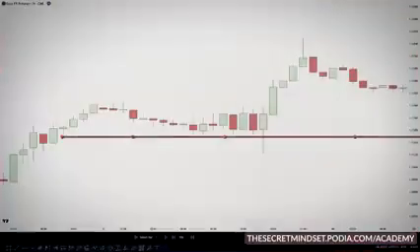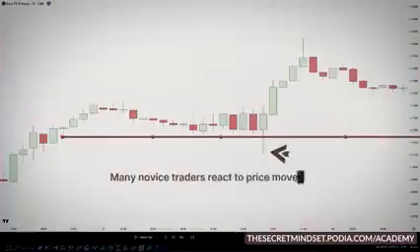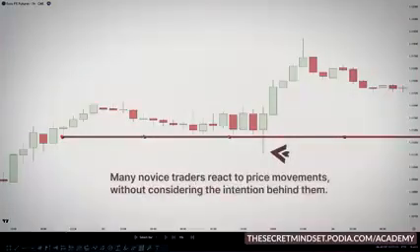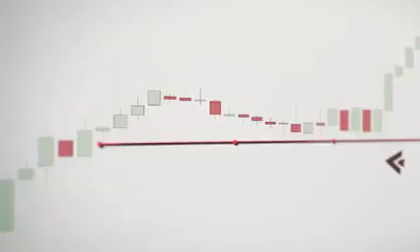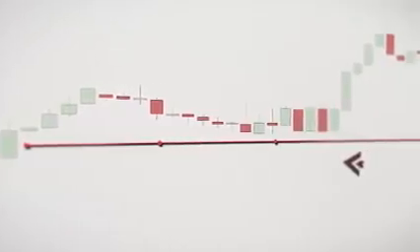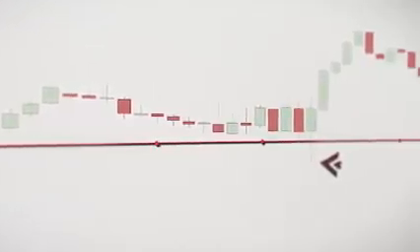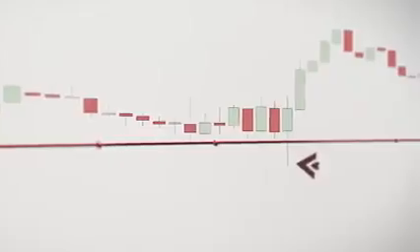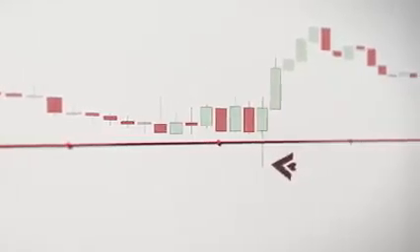The manipulation works because most novice traders react to price movements without considering the intention behind them. The big players push the price up or down aggressively, creating a sense of urgency. Traders see this sudden move and think they're missing out on a potential breakout or trend continuation. The wick itself is the result of this push.